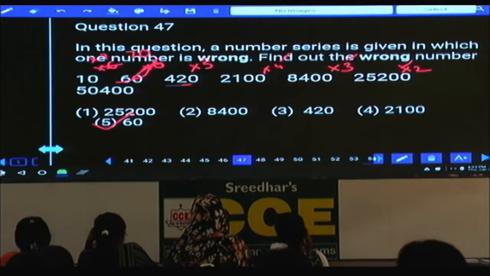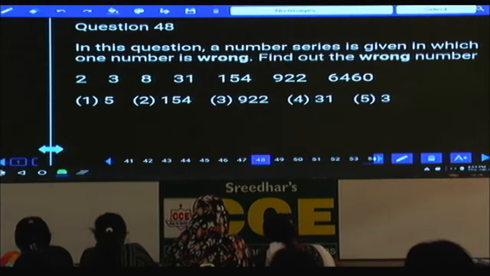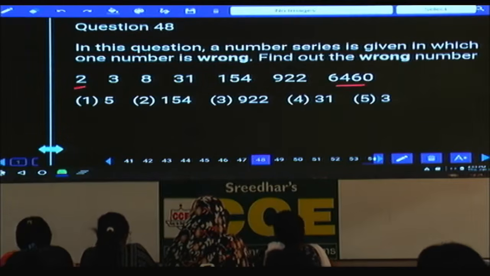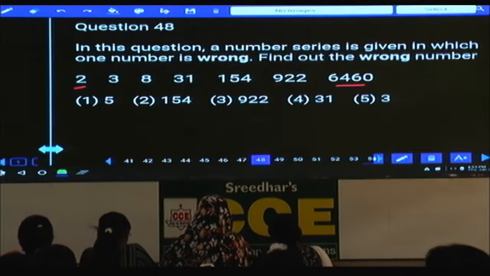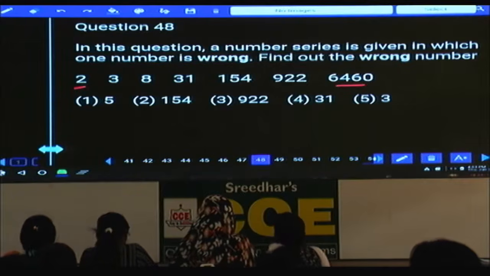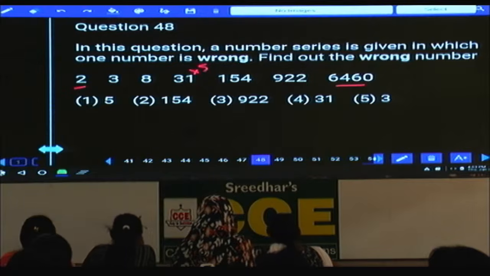Then the next question. Now in this, 2, 3, 8, 31. Again, the numbers start with 2 and end with 6, 4, 6, 0. Numbers are increasing at a very fast rate, hence it must be product or combination. Then tell me what your answer is here. Now 2 and 3, now 8 and 31. Now 31 into how much? 31 into 5 is 155 minus 1.